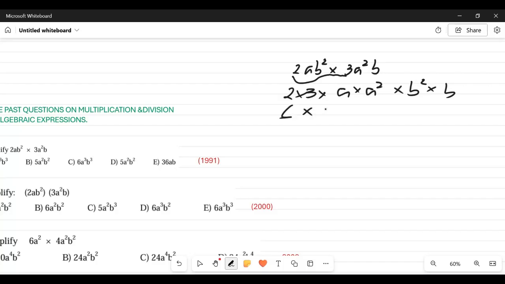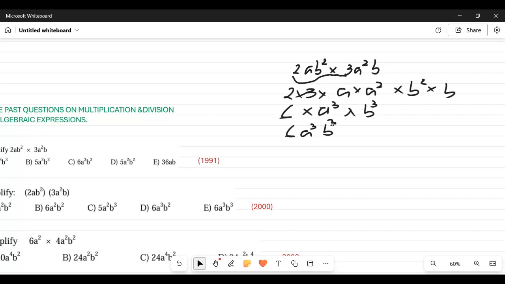So a times a squared is going to be a cubed. Don't forget that we are just adding the exponents. Remember the laws of indices. So we just take one of the bases and we add the exponents. So this is going to be a exponent 3. And then we have times b exponent 3. So our final answer is going to be 6a cubed b cubed. Okay, so that's the correct answer.